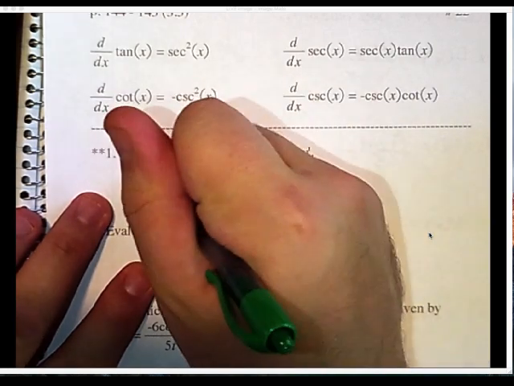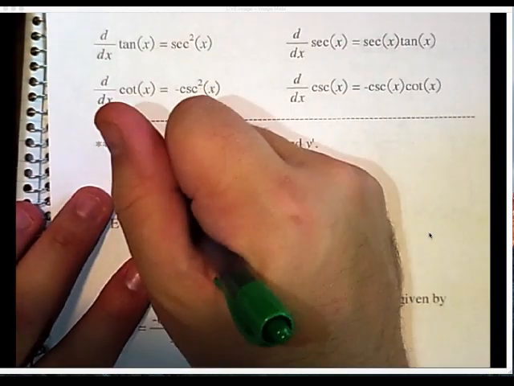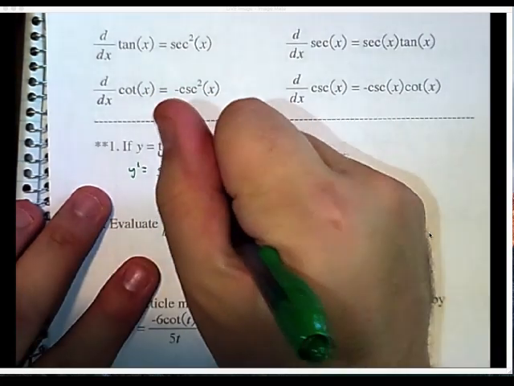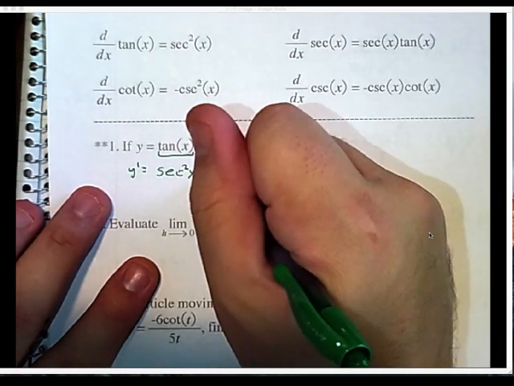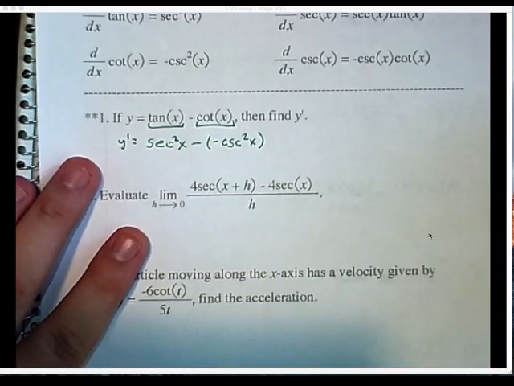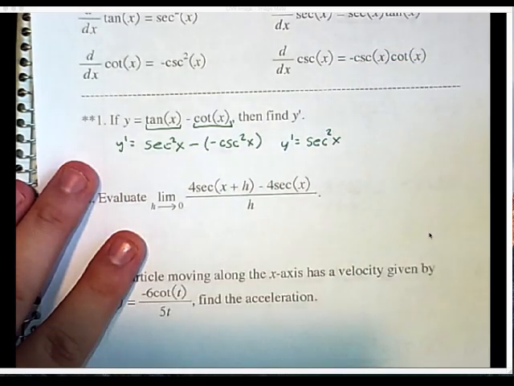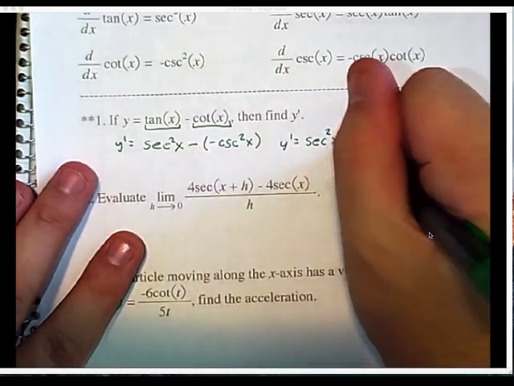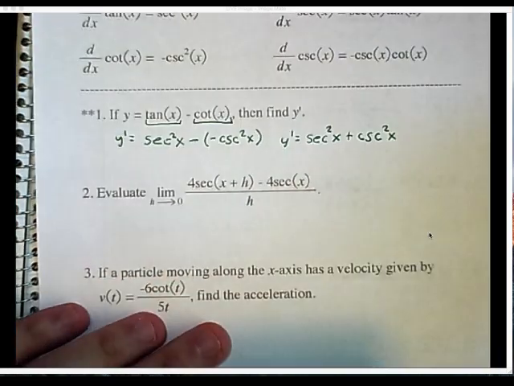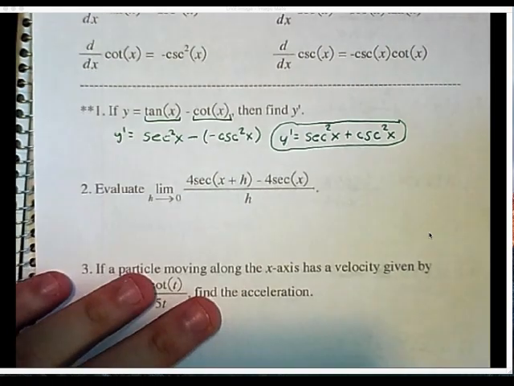This is a subtraction sign, so I'm going to take the derivative of that and then subtract the derivative of that. Derivative of tangent is secant squared, minus the derivative of cotangent, which is negative cosecant squared. So if we simplify this a little bit, y prime equals secant squared of x plus cosecant squared of x, since a negative turns into a plus.